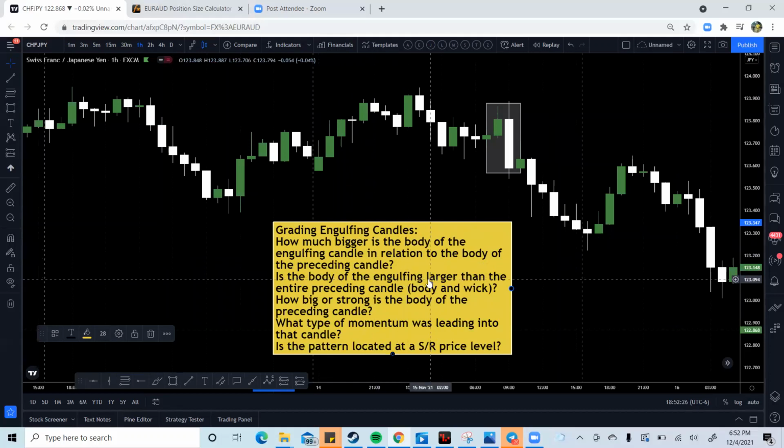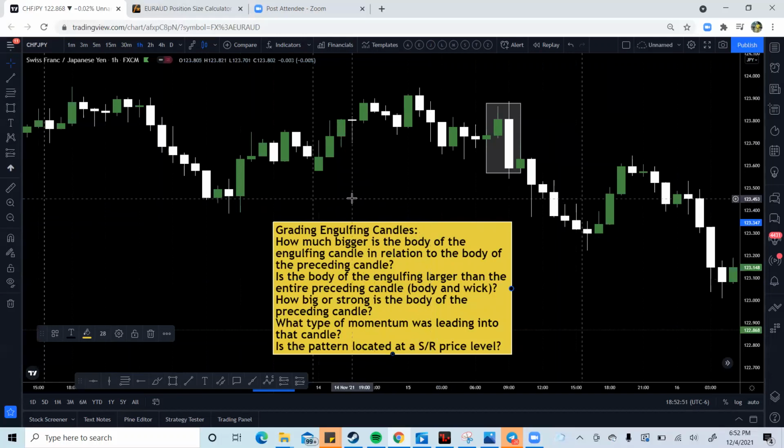So if you're able to grade these with high marks out of 10, then you have a great level. In the beginning, you may have to take a little time and ask yourself these questions just so you understand how to think about it. Then once you get to a point where it's second nature to you, you're going to automatically answer these questions in seconds because you've done it so many times. That's how you do engulfing candles.